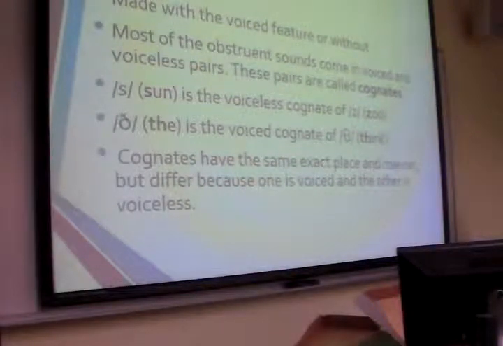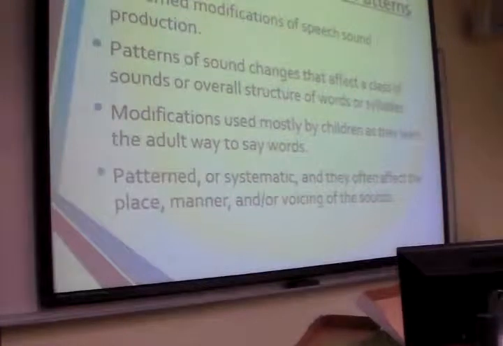Okay, so place, voice, manner, are those things making sense? That's all a good review that is clear. Okay, so these are phonological processes. We'll talk about them more in a little bit. Phonological processes, which we talked about also in the lecture, are patterns of sound change that affect a class of sounds overall, or the structure of syllables, and how they present themselves in words.